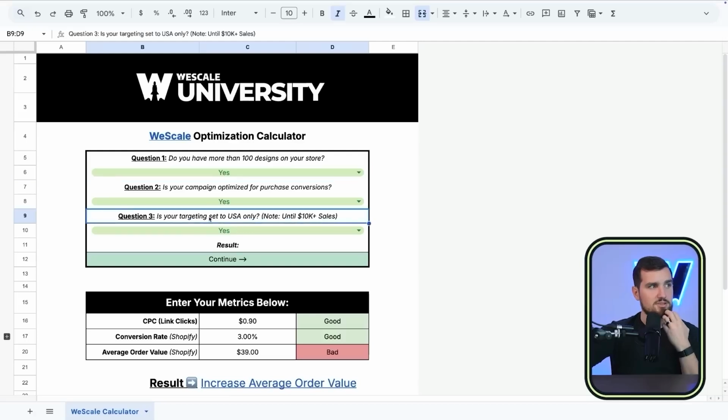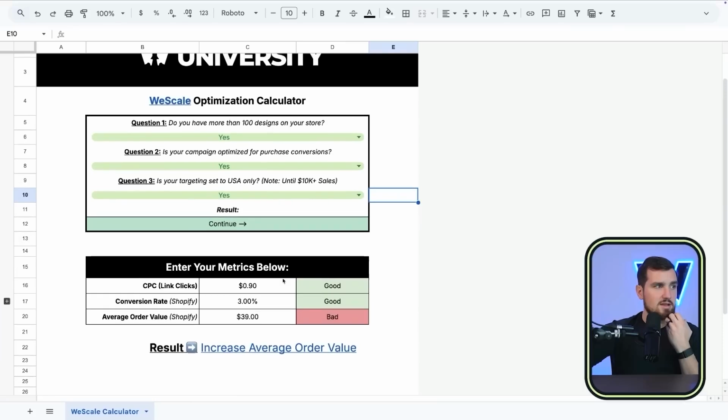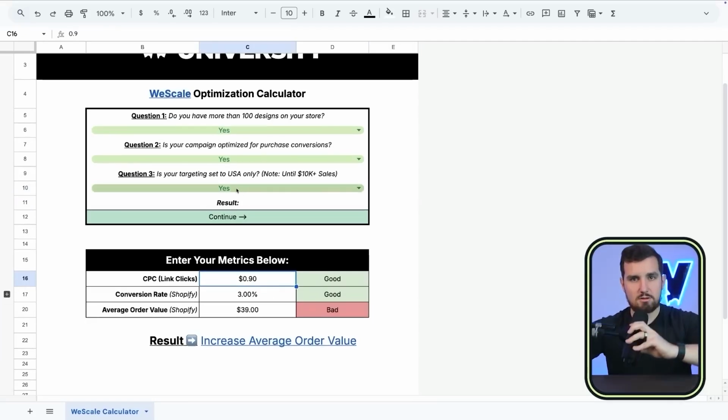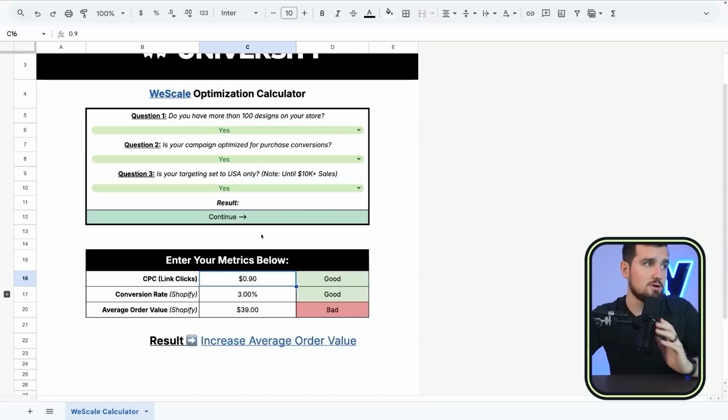Then third, is your targeting set to USA only? Which in the beginning, up to 10K in sales, it should be. And next, we enter what our cost per link click is. So once you've answered yes to all of these, you meet the requirements, then we move on to entering our metrics. So down here, say my cost per link click is $1.75.